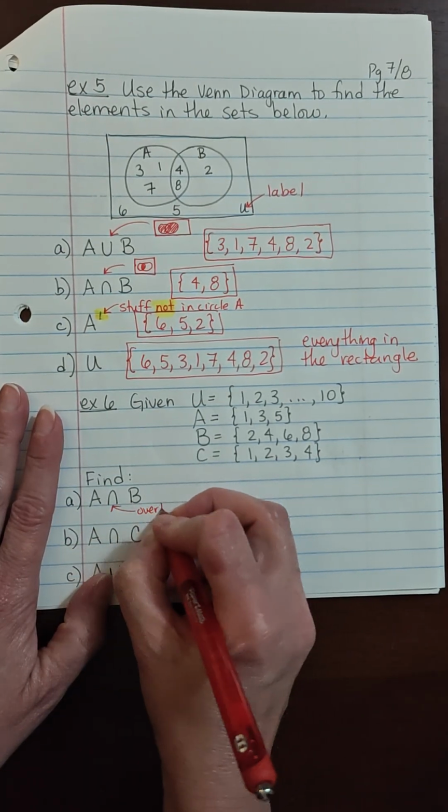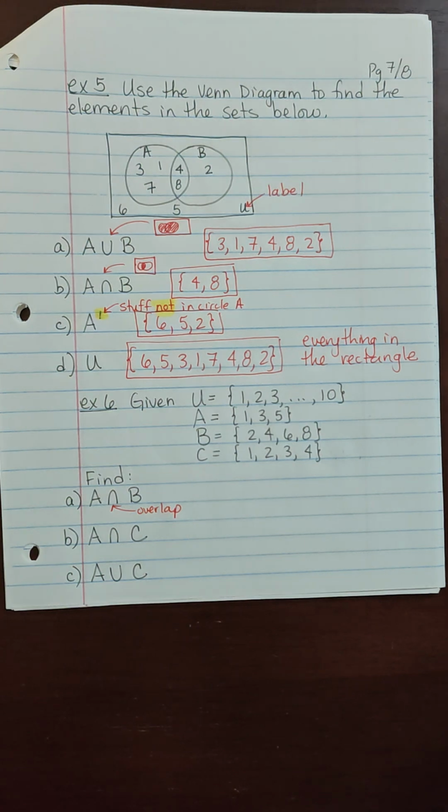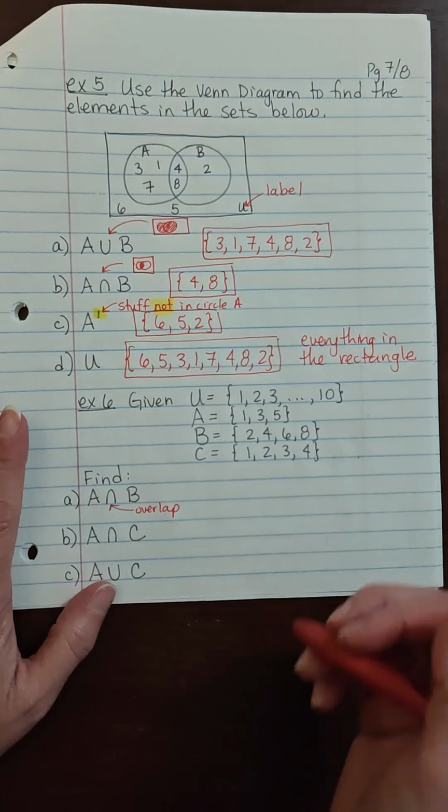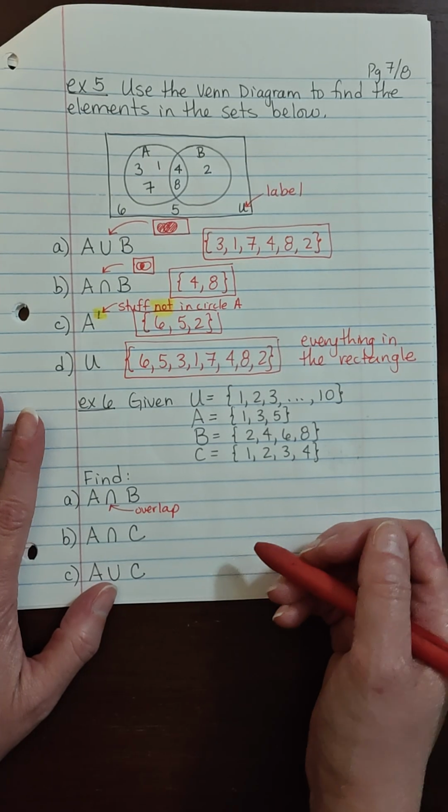Okay, so the overlap. What are you barking about? Okay, my yappy little wiener dog goes barking at everything.